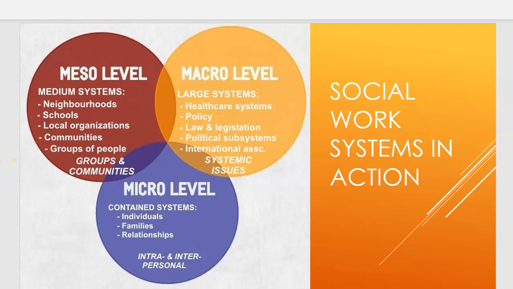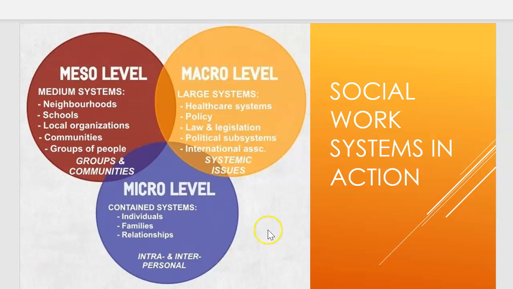The next level is a more medium level, includes the neighborhood, schools, work, community, neighborhood organizations, and groups that the person may be involved with. And the macro level are the larger systems, healthcare, policies that guide our life, such as educational policies, health policies, whatever services you're eligible for, laws and legislations, political subsystems, economic subsystems.